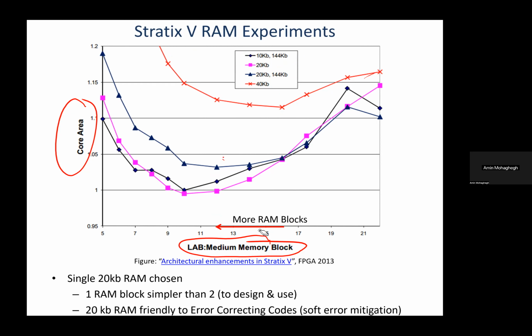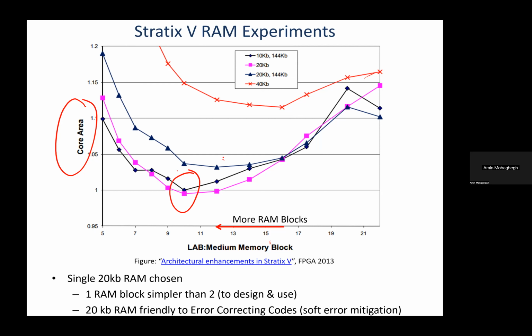So depending on how big your RAM blocks are, you might need more or less of them. But the conclusion from this is a 20 kilobit RAM, if you properly choose all the parameters, works pretty well. It works just as well as a mix of 10 kilobit and 144 kilobit. So they decided to switch to that because it was simpler, right? They only need to design one RAM block. It's easier for the CAD tools.